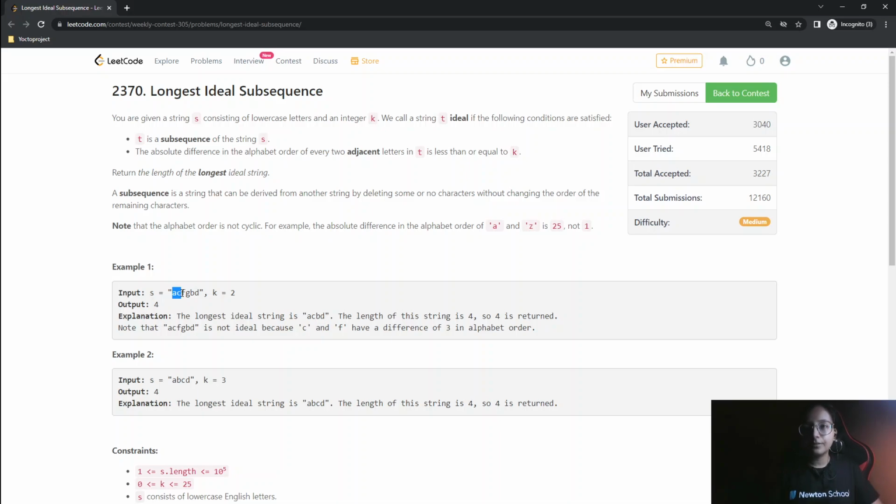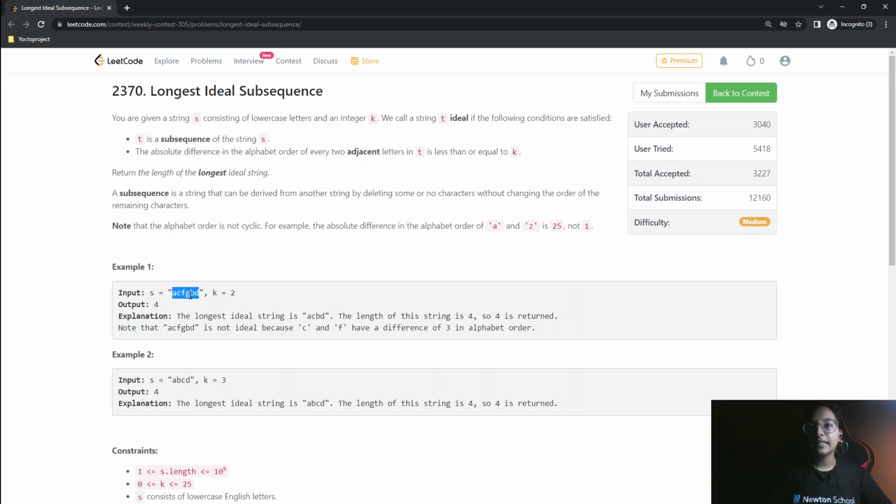longest we need to check. Then we are given with F. So if we add this F to our subsequence, then what would be the criteria? See, C and F, if we do the difference, then it is greater than K, right? So that's why this can't be included.